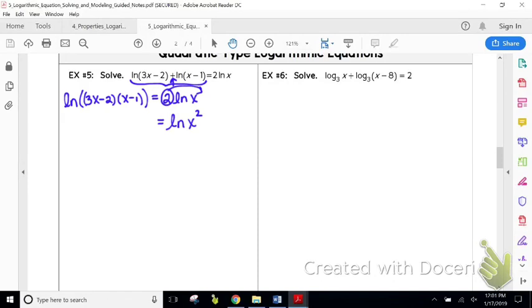Oh, and can't we just subtract the 2 elements? Ln x squared. Alright, you probably could, but I think it's going to make it more difficult at the end.